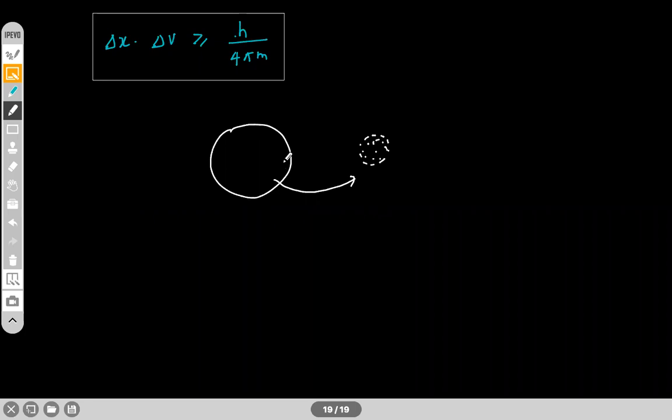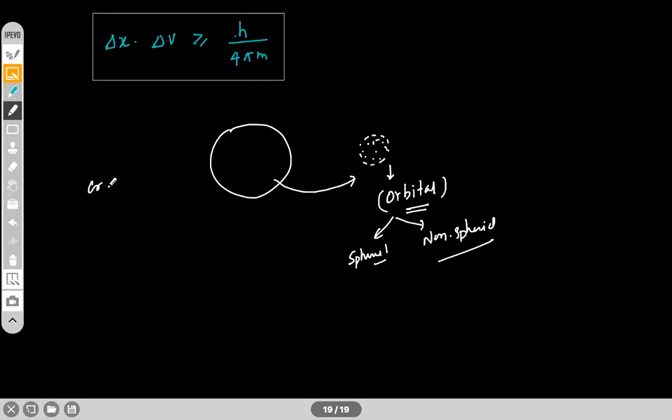So this small region or volume where the probability of finding an electron is maximum is known as orbital. From here, the concept of orbit has changed and it becomes orbital. This orbital may be spherical or non-spherical. If you look at the orbit initially, it was mentioned that it is always a circular path. But an orbital may be spherical or may not be spherical, can be anything.